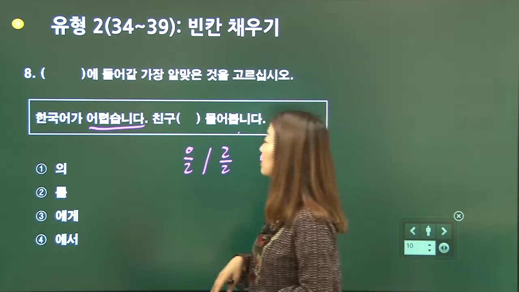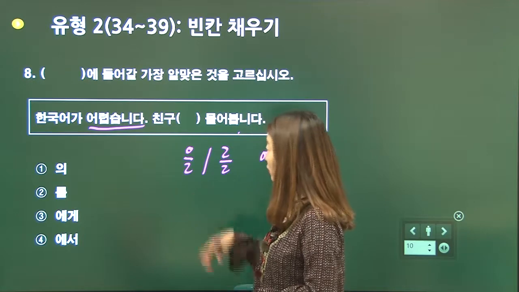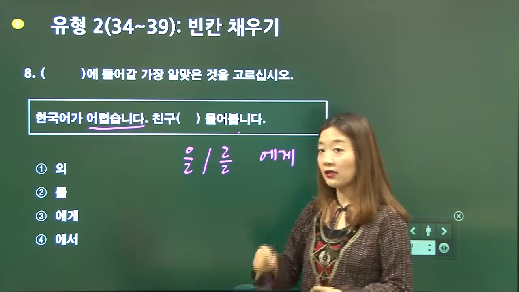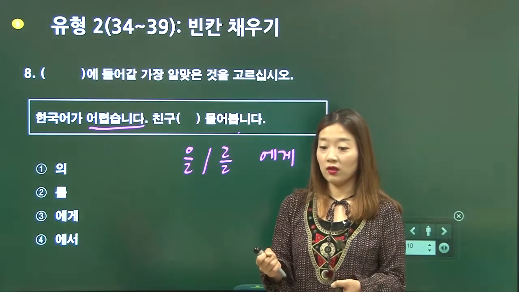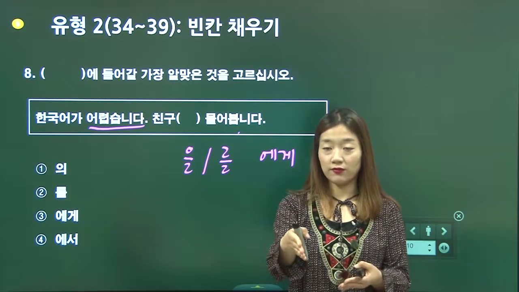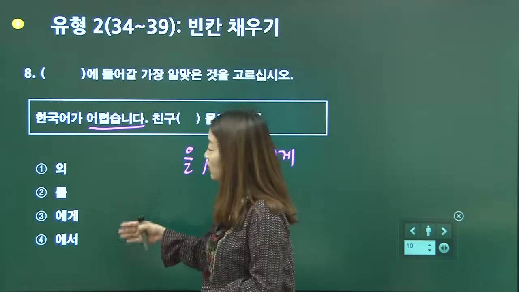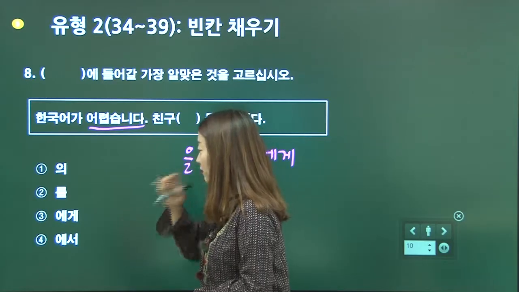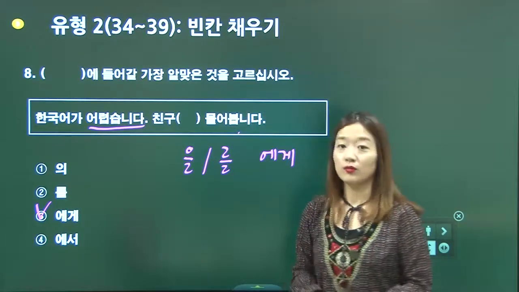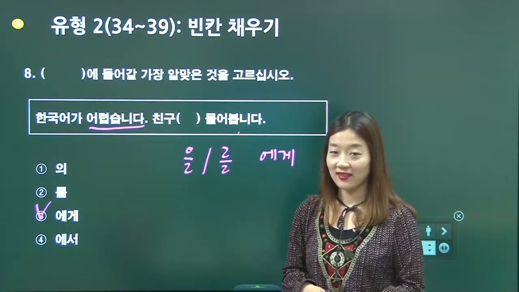Okay, so in this one, you should ask two friends, right? It's going to your friend, the question, right? This time, we need to use the object marker, 에게. 친구에게 물어봅니다. 친구에게 물어봅니다.